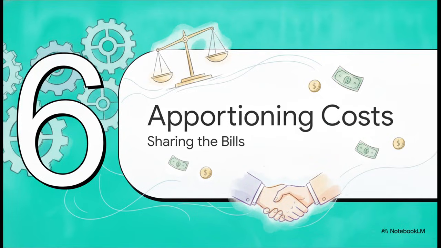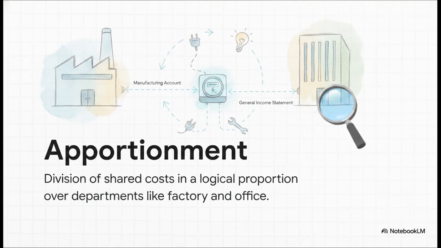Finally, Section 6, apportioning shared costs. For the final stop on our factory tour, we're actually stepping off the factory floor entirely and into the admin block to deal with shared bills. If the factory and the administrative office share one building, and more importantly, one electricity meter, we have to split that bill fairly between the manufacturing account and the general income statement. This whole process is called apportionment.